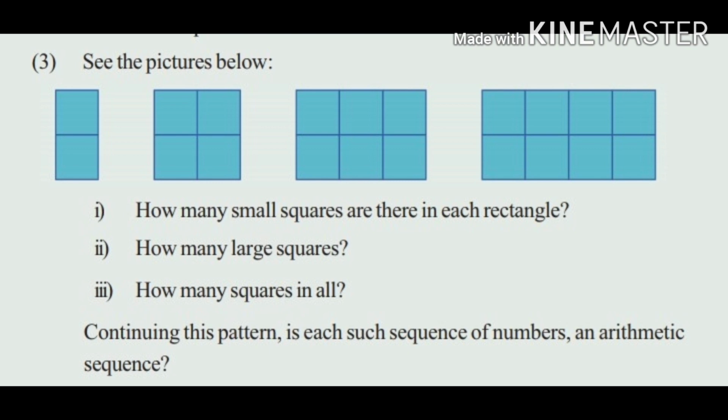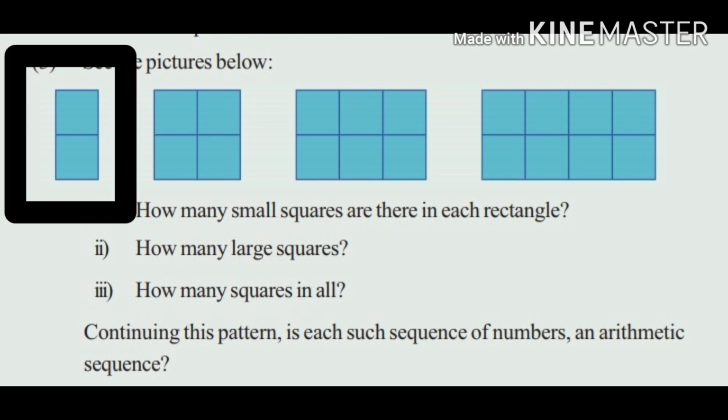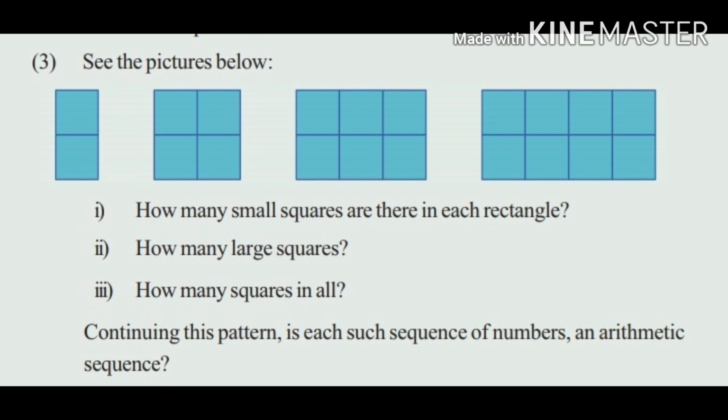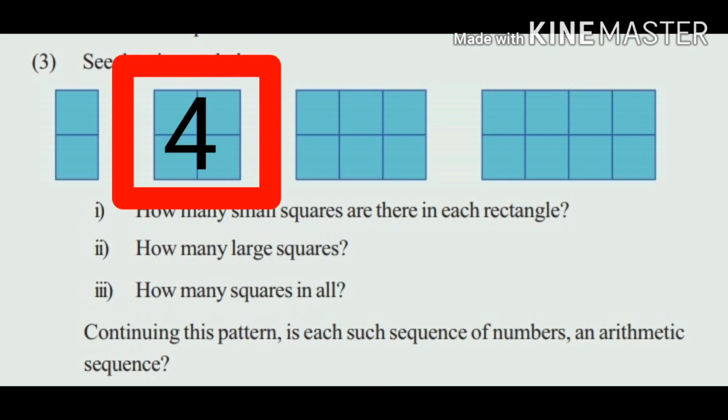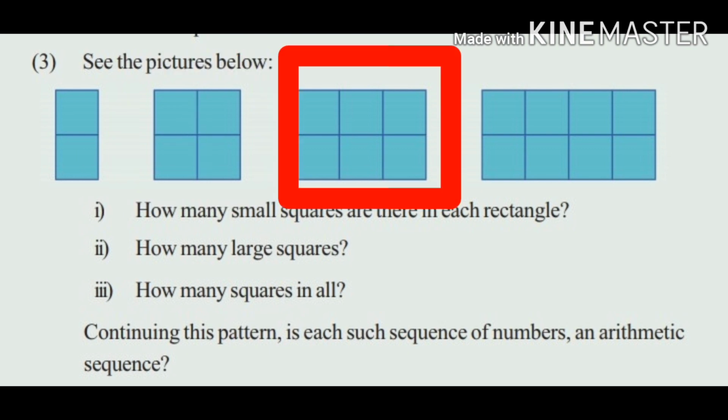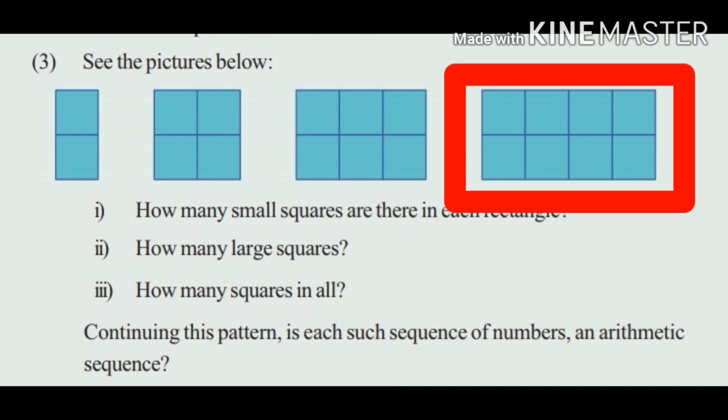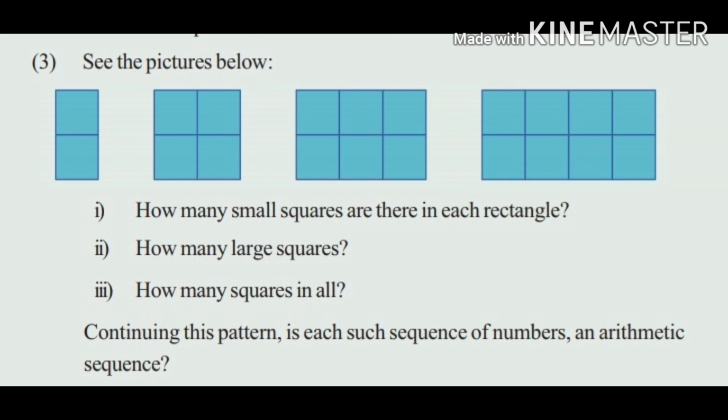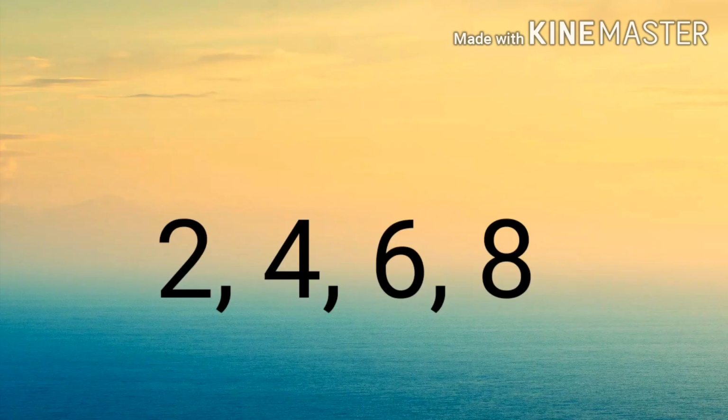The question is, how many small squares are there in each rectangle? For that, let's consider the first figure. In this figure, you can see that there are 2 small squares. And in the second figure, there are 4 small squares. In the third one, there are 6 small squares, and in the last one there are 8 small squares. So if we write that as a pattern, we will get a sequence like this: 2, 4, 6, 8.